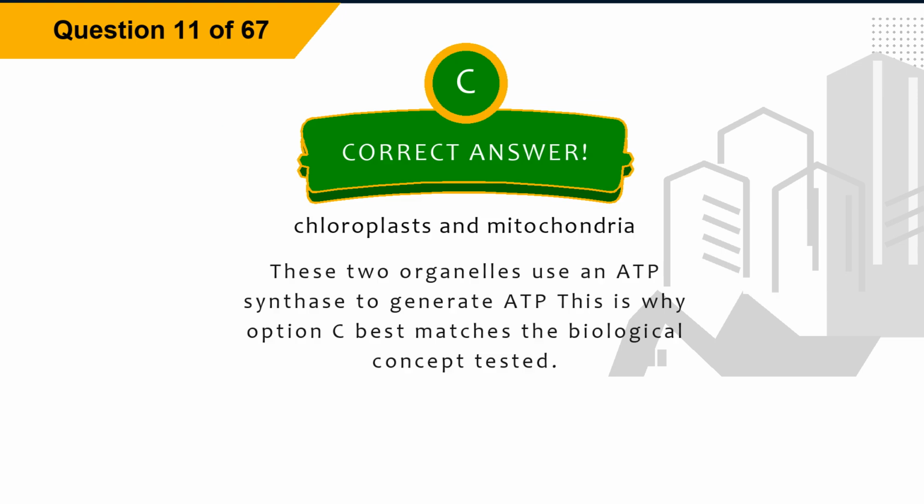The correct answer is option C, chloroplasts and mitochondria. Explanation. These two organelles use an ATP synthase to generate ATP. This is why option C best matches the biological concept tested.